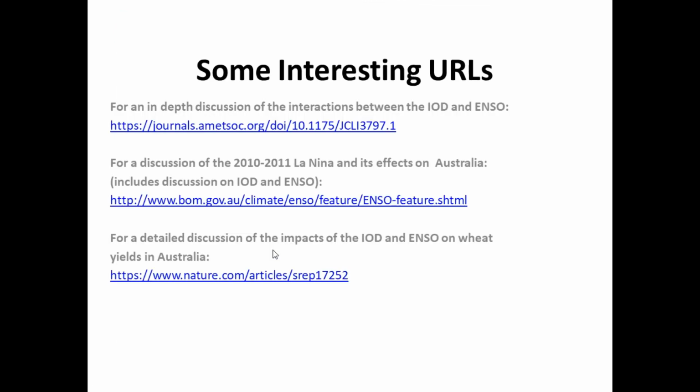Here's some interesting URLs. They really go into in-depth discussion of the interaction of the IOD and ENSO, so you can look at that website for that information. For a discussion of the 2010-2011 La Nina effects on Australia, which includes a discussion on IOD and ENSO, you can use this website. .au is Australia, so this is the Australian government. For a detailed discussion of the impact of IOD and ENSO on wheat yields in Australia, this is an interesting article.